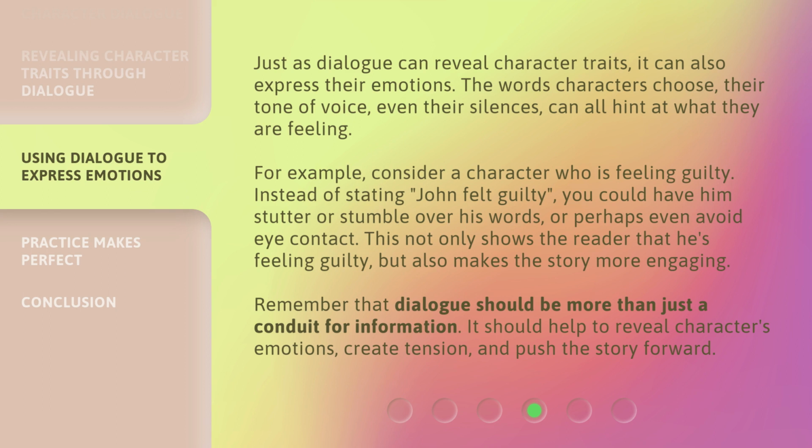For example, consider a character who is feeling guilty. Instead of stating, "John felt guilty," you could have him stutter or stumble over his words, or perhaps even avoid eye contact. This not only shows the reader that he's feeling guilty, but also makes the story more engaging.